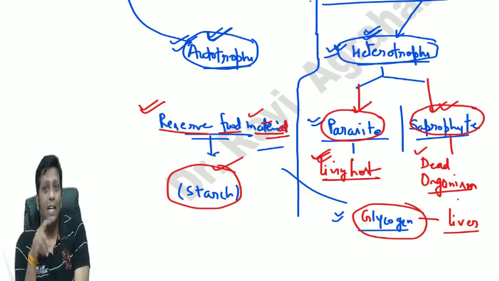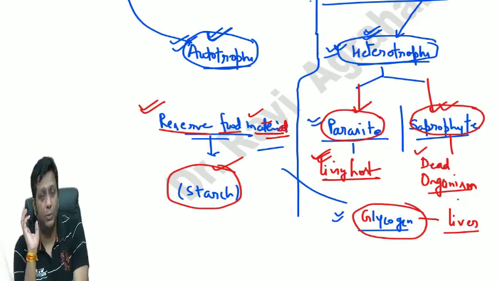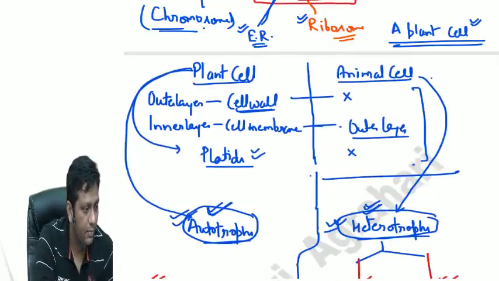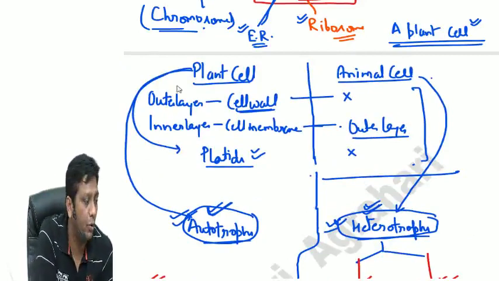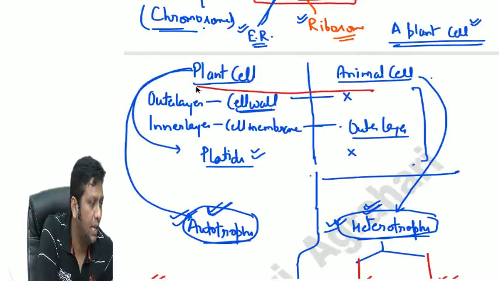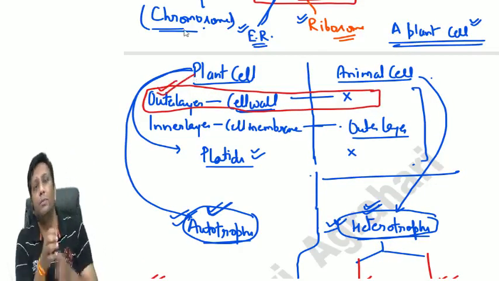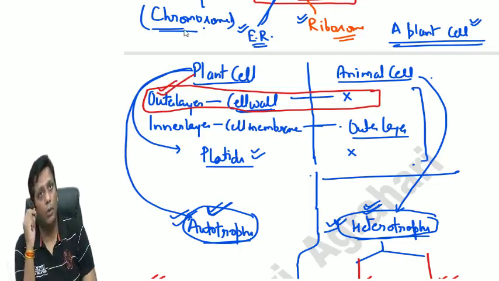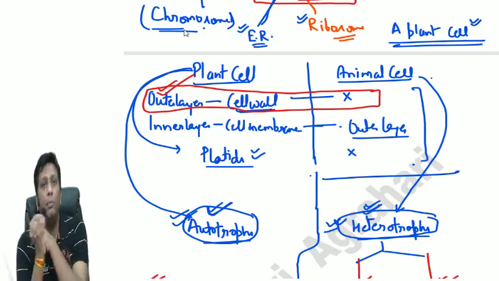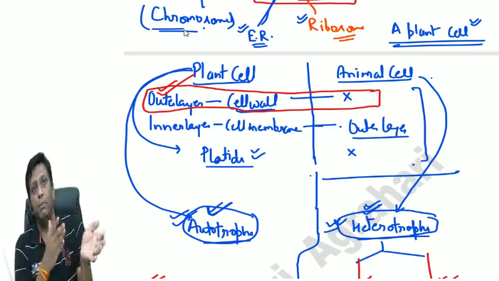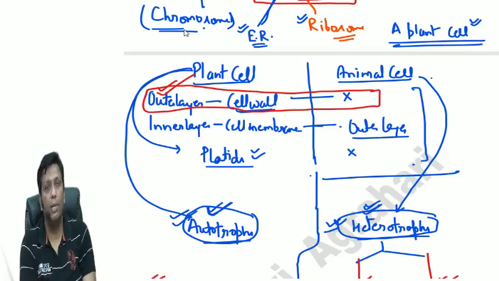Again, one point that I always ask you: what is the main difference between plant and animal cell? Here I will tell you, you remember, presence and absence of cell wall. This is the main difference between plant cell and animal cell. You always remember: in plant cell, cell wall is present. In animal cell, cell wall is absent. This is the main difference between plant cell and animal cell. I hope you will remember it.